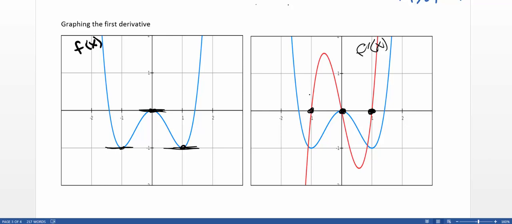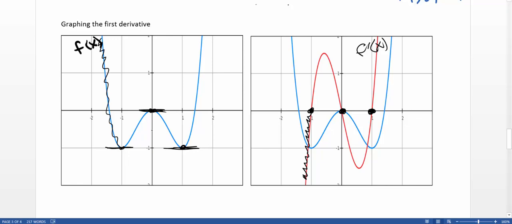We read graphs from left to right. So for f of x, the first chunk from approximately -2 to -1 is decreasing. Since it's decreasing, that means my derivative function needs to be negative, and that means it needs to be below the x-axis before my 0. Remember, I have to go through 0 here at -1, but before that, I have to be below the x-axis. Since I have to be below the x-axis and go through that 0, I know I have to be moving in the upward direction.